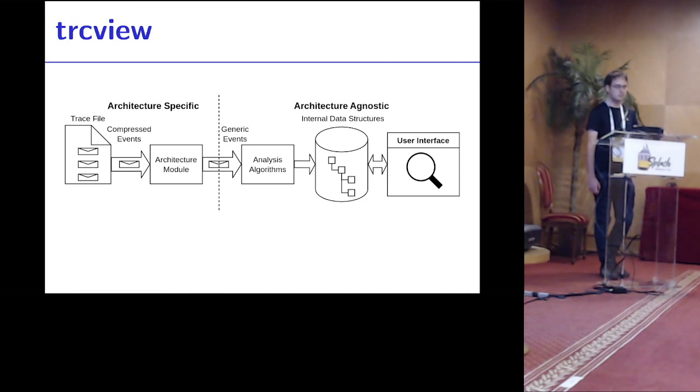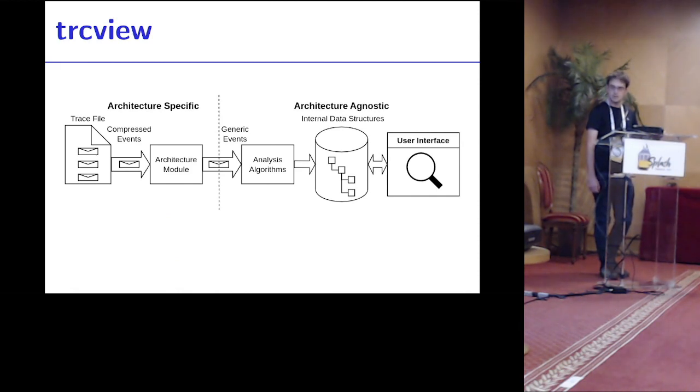It decodes the individual events from the execution trace file, transforms them into an architecture agnostic representation, and then there is a bunch of analysis algorithms which derive new information, like, for example, the current memory contents for any point in time, and so on. And this generates internal data structures, which you can then inspect from a user interface.